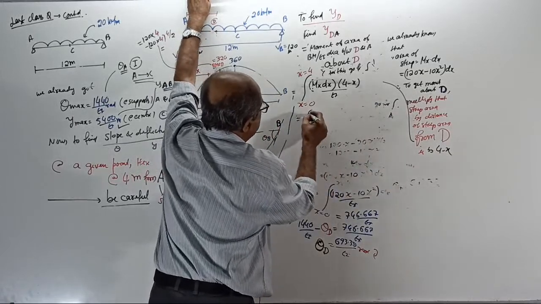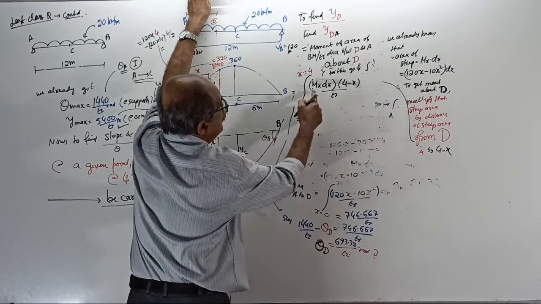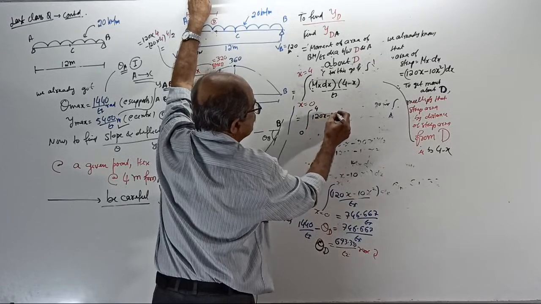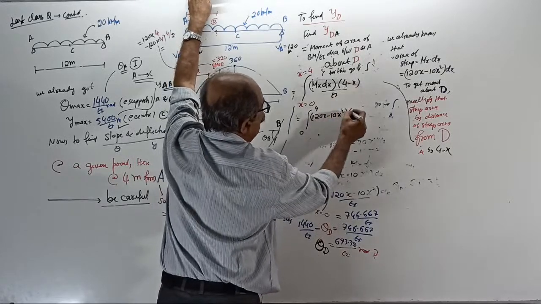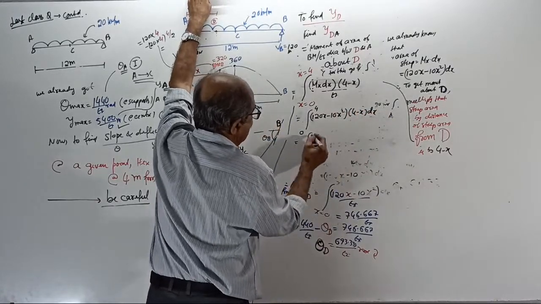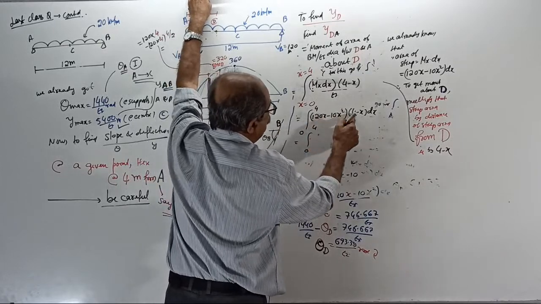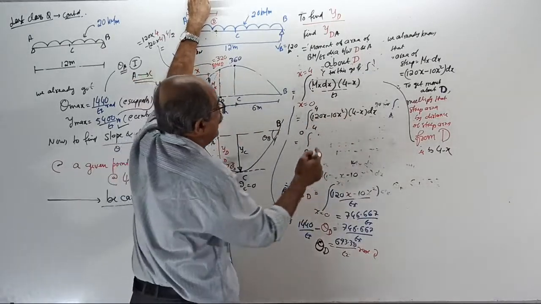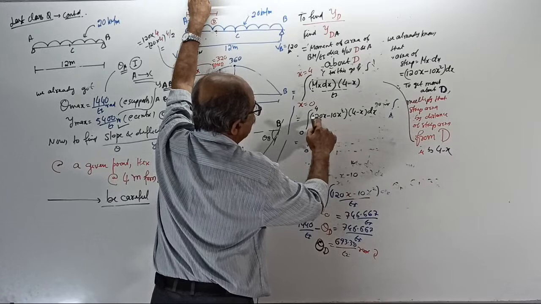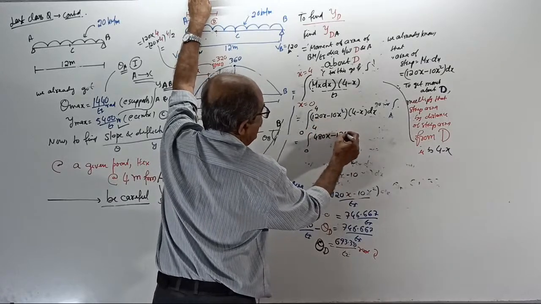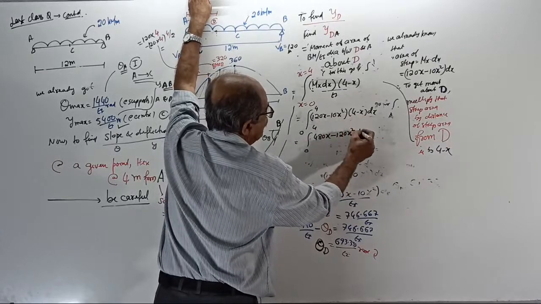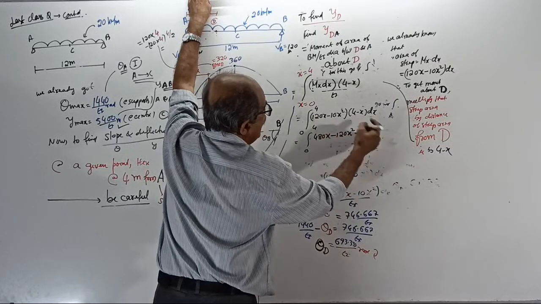Equal to integration 0 to 4 of (120x minus 10x square) into (4 minus x) dx, or equal to integration 0 to 4 of 120x into 4. You can directly do it in the calculator. 480x minus 120 into x is minus 120x square, minus 40x square, plus 10x cube.